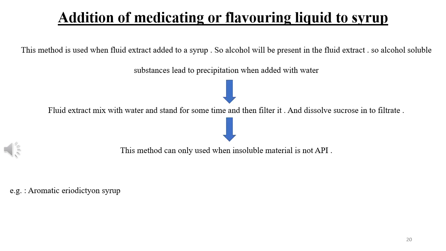Then we dissolve sucrose in the filtrate, meaning whatever comes out from the filter paper is called the filtrate. The third point is that this method can only be used when the insoluble material left on the filter paper is not the API. If the API is the insoluble material, we cannot use this procedure. An example of this type of formulation is aromatic iodine syrup.